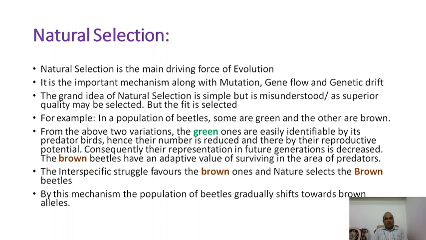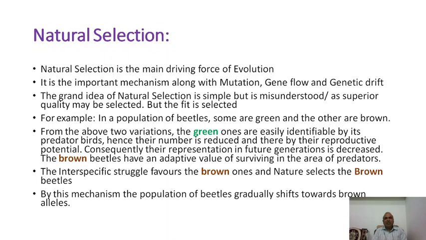Let us take the very simple example of natural selection. In a population of beetles, some are green in color and others are brown in color. Actually, green color does not give any advantage to its metabolism or physiology, and brown color does not give any advantage to its behavior or anything else. But the very important thing here is the variation, this green and brown color variation, is useful to overcome the struggle called interspecific struggle.